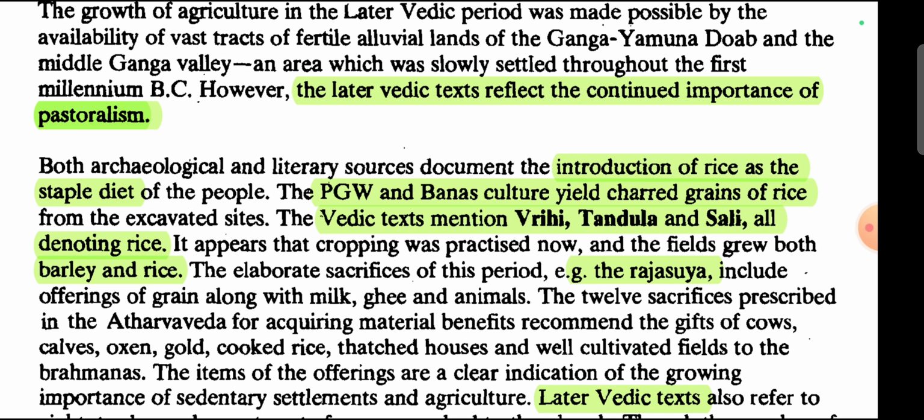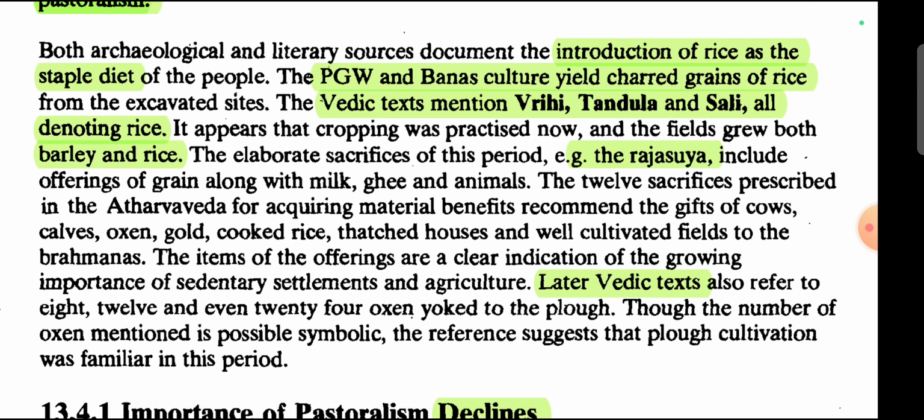Both archaeological and literary sources document the introduction of rice as the staple diet of the people. The PGW and Banas culture yield charred grains of rice from the excavated sites. The Vedic texts mention Vrihi, Tandul, and Sali, all denoting rice. It appears that cropping was practiced now, and the fields grew both barley and rice. The elaborate sacrifices of this period, for example the Rajasuya, include offerings of grains along with milk, ghee, and animals.